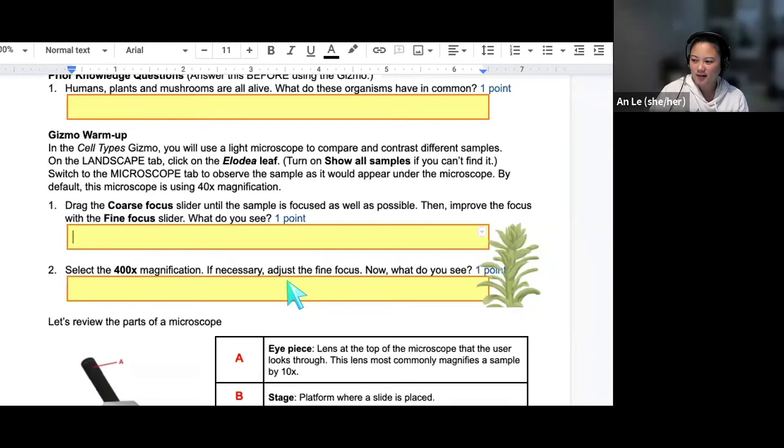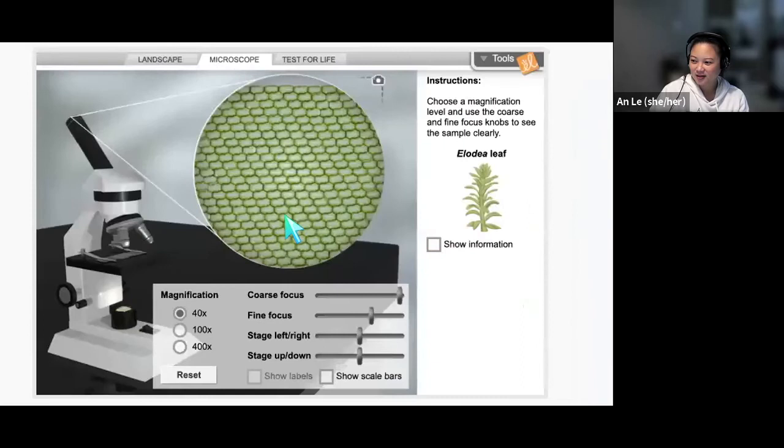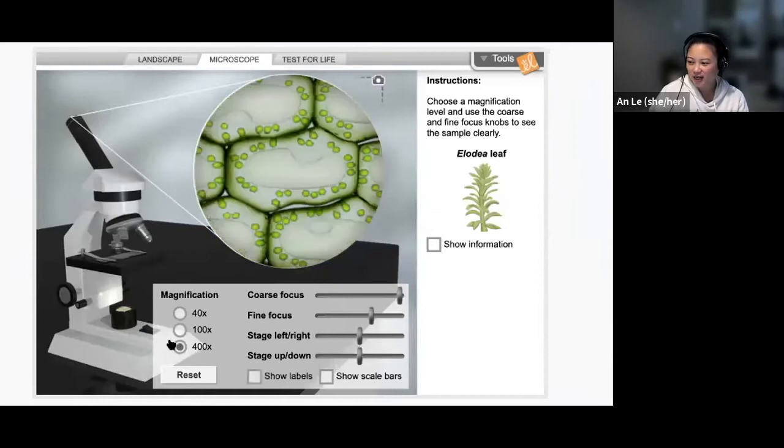Yeah, that's right. Now we're going to magnify 400 times. Hexagonish. Yeah, Camilla, I agree. Hexagonish. You can't quite see the shape. You see that it's not quite a rectangle, is it? Let's click on 400x.